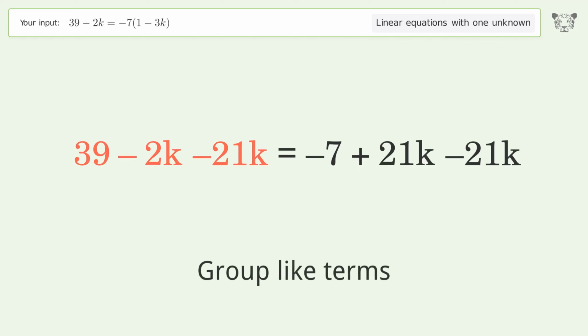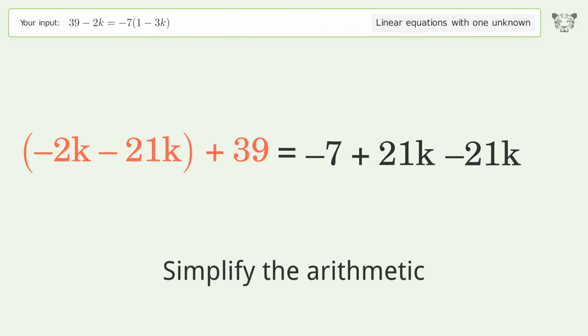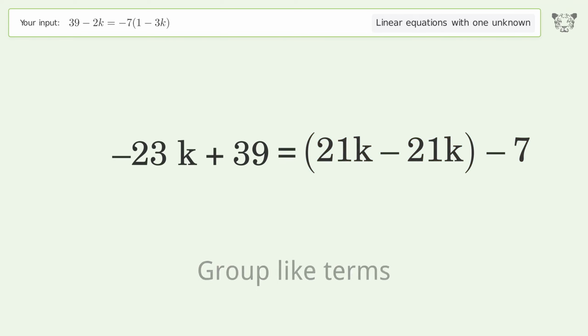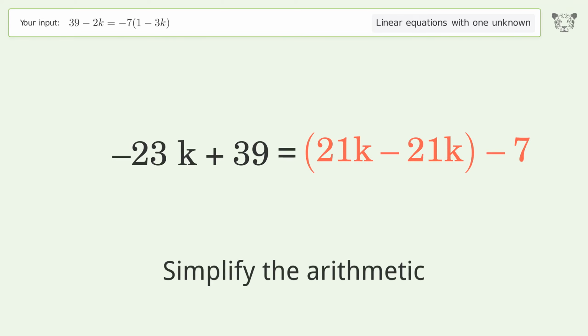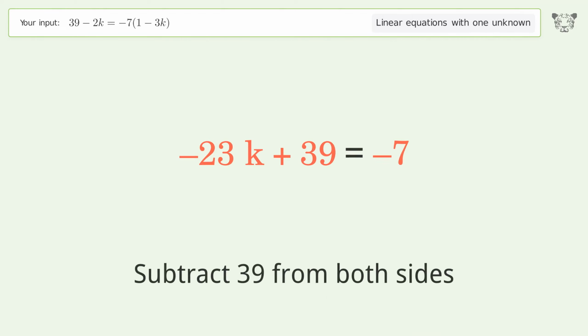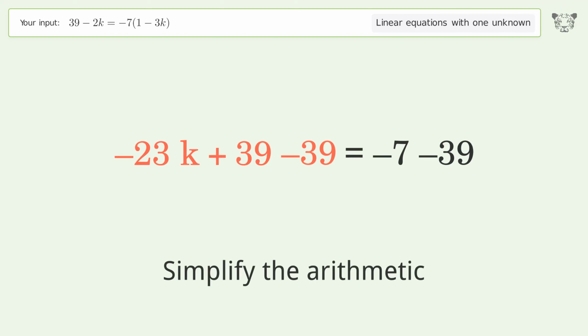Group like terms. Simplify the arithmetic. Group like terms. Simplify the arithmetic. Group all constants on the right side of the equation. Subtract 39 from both sides. Simplify the arithmetic.